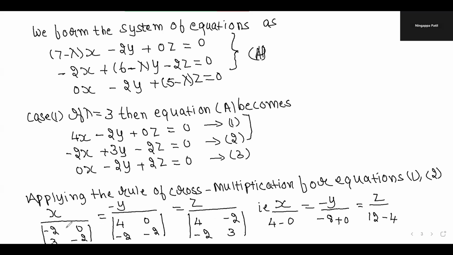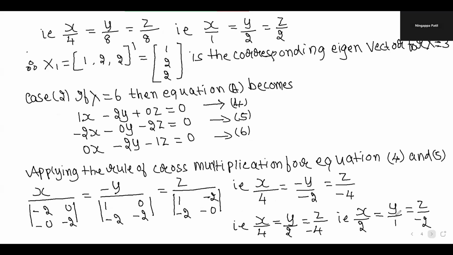And here 2 into 2 is 4, and this is 0. And for y, 4 into minus 2 is minus 8, and this is 0. Look here, for z, 4 into 3 is 12, minus of minus is plus, plus into minus is minus, minus of 4. Simplification gives x upon 4, y upon 8, z upon 8. And here 4 is common. Take out the common factor. It becomes x upon 1, y upon 2, z upon 2.